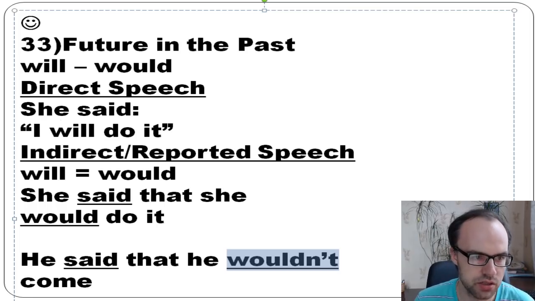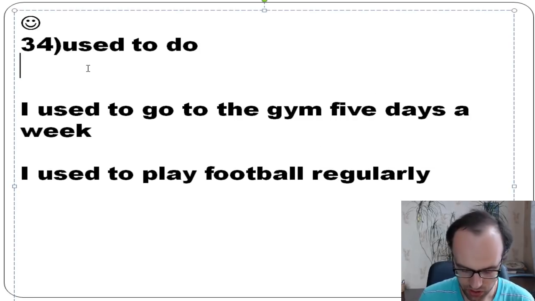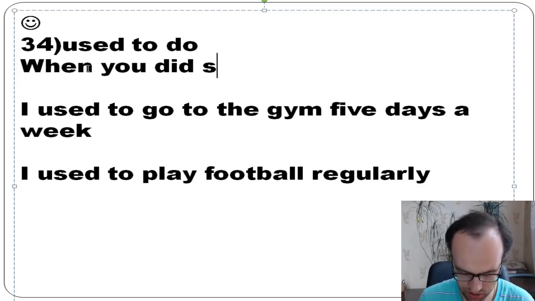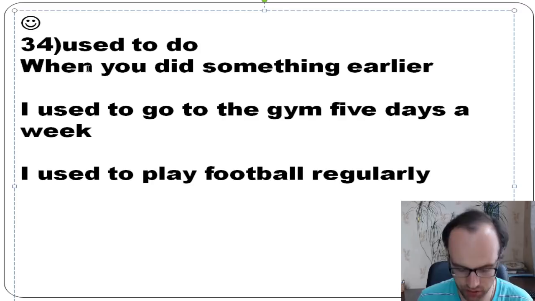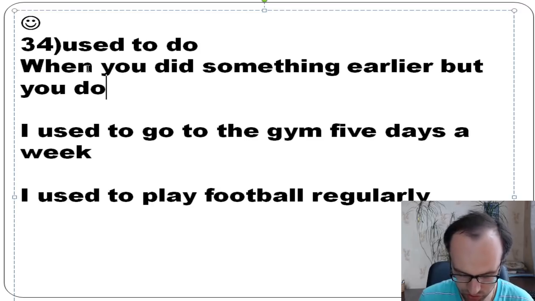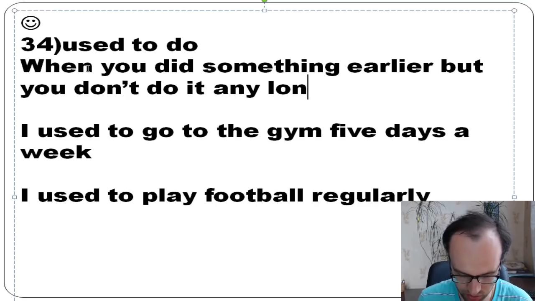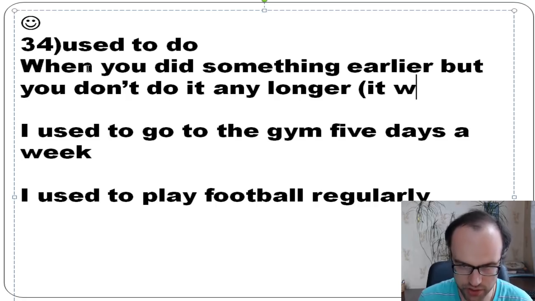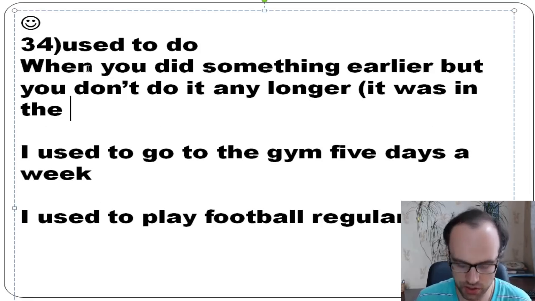Good. Next, used to do. So when do we use the structure? When you did something earlier, but you don't do it any longer. So it was in the past.